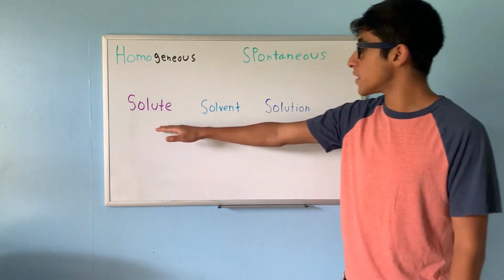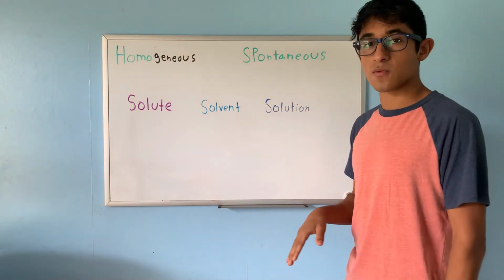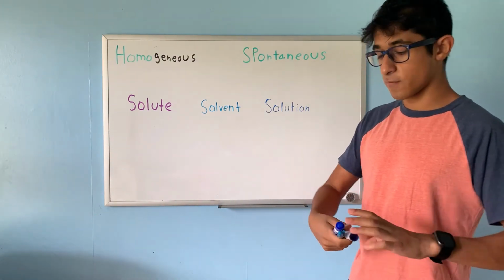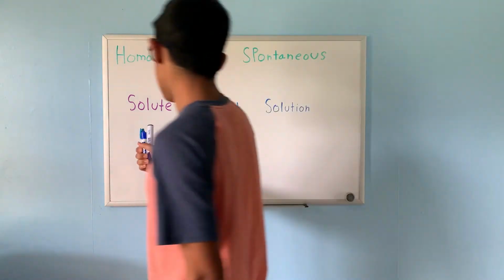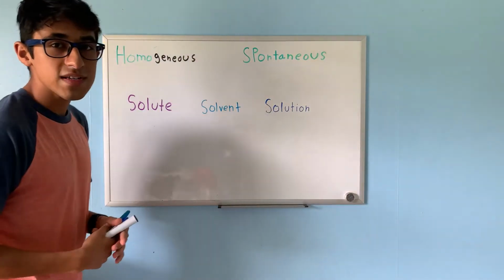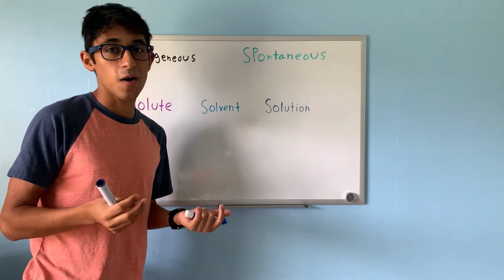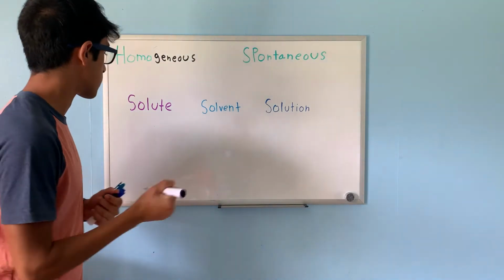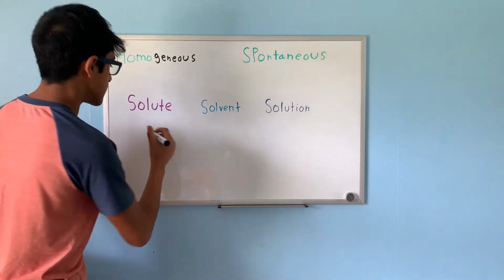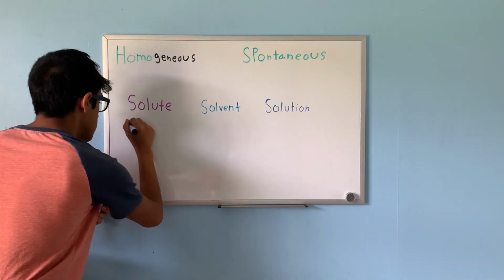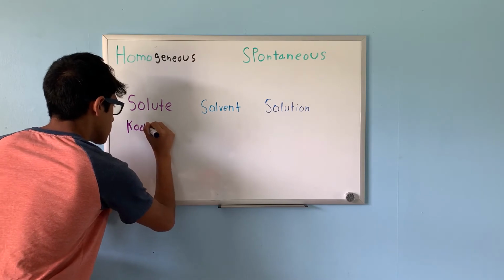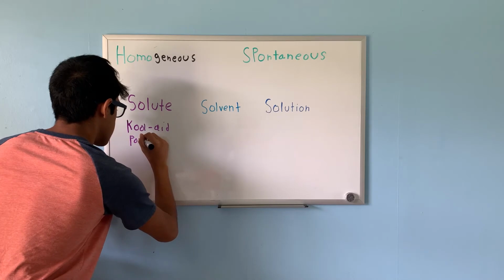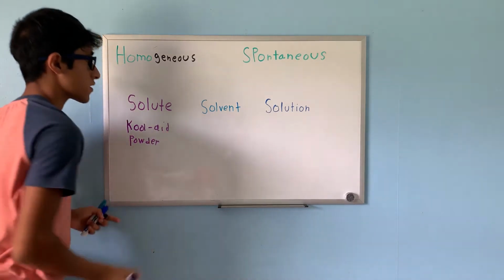Now, there are three major components of a solution that you should be aware of, and to identify them all, we will be using the example of Kool-Aid. The first component is a solute. A solute is the thing that's getting dissolved. An easy way to identify it is that it is always present in the lowest amount. So for Kool-Aid, the solute would be Kool-Aid powder. Kool-Aid powder is really just sugar, but for the example, we're going to say Kool-Aid powder.